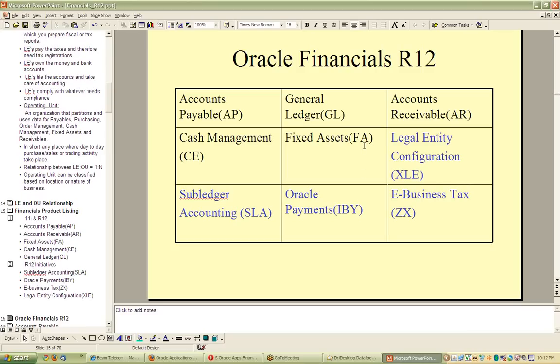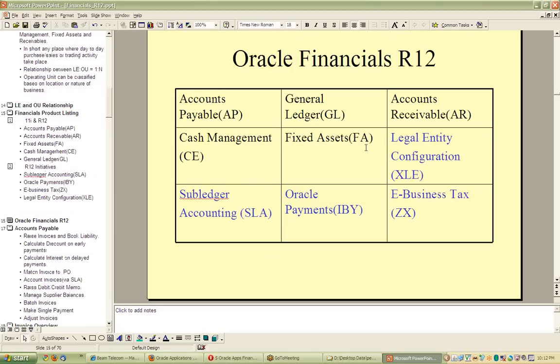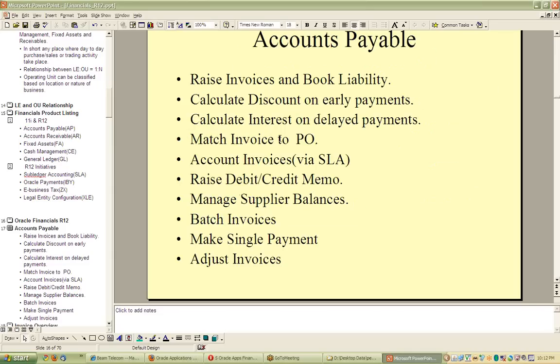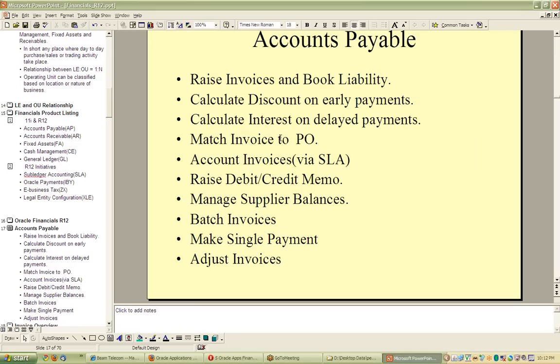This is just another matrix way of representing the same information. Okay. So can we proceed and go to the individual products overview? Yeah. So we'll take up AP first. Okay. What do we do in payables?